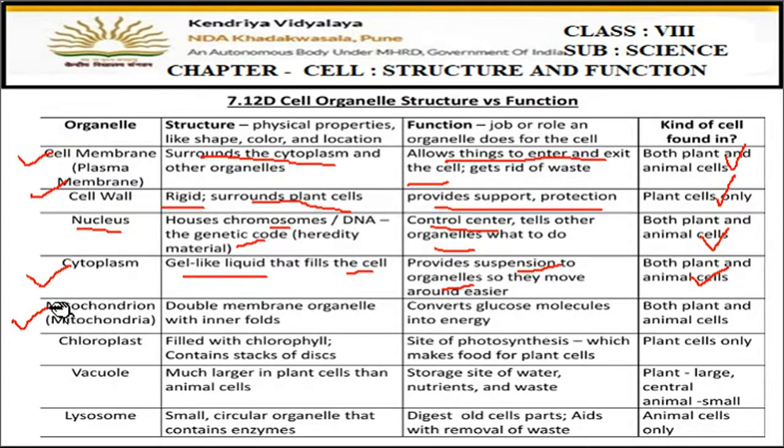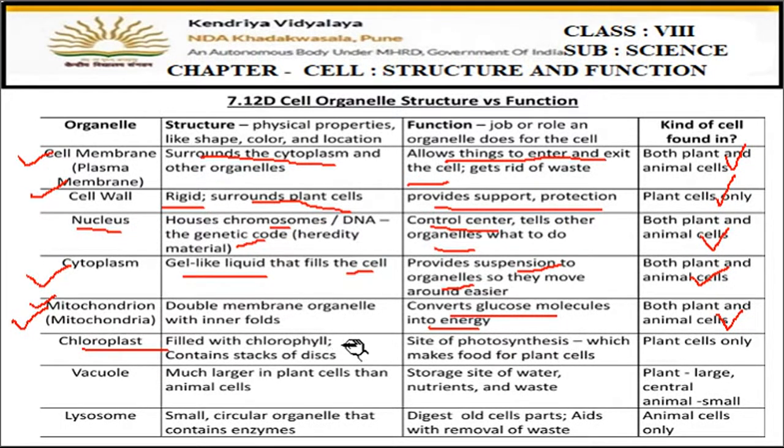Then mitochondria. Mitochondria is a double membrane organelle, right? Which I have shown you in the last diagram also. And the function of mitochondria, students, is that it converts glucose into energy. That means mitochondria is called the powerhouse of the cell. Energy is produced in the mitochondria. Food is oxidized, food is burned in the mitochondria, and energy is released. That's why mitochondria is called the powerhouse of the cell. And it is also present in both plant and animal cells. Then chloroplast.